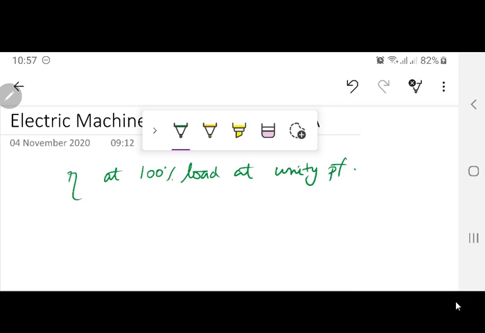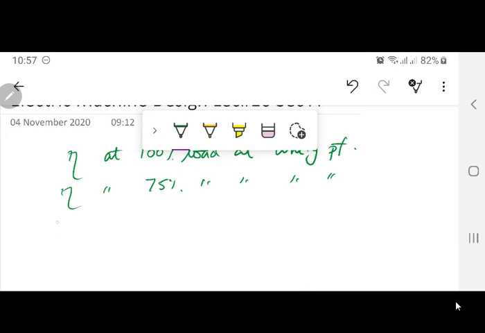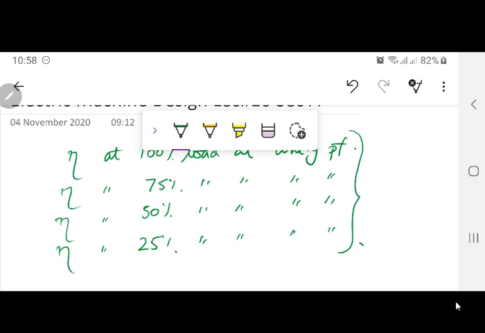So it will be at 100% load, then you will find out the same efficiency at 75% of your load at unity power factor. Then you will also find out the efficiency at 50% of your load at unity power factor, and at 25% of the load at unity power factor. So these four are assuming that your load is resistive in nature.